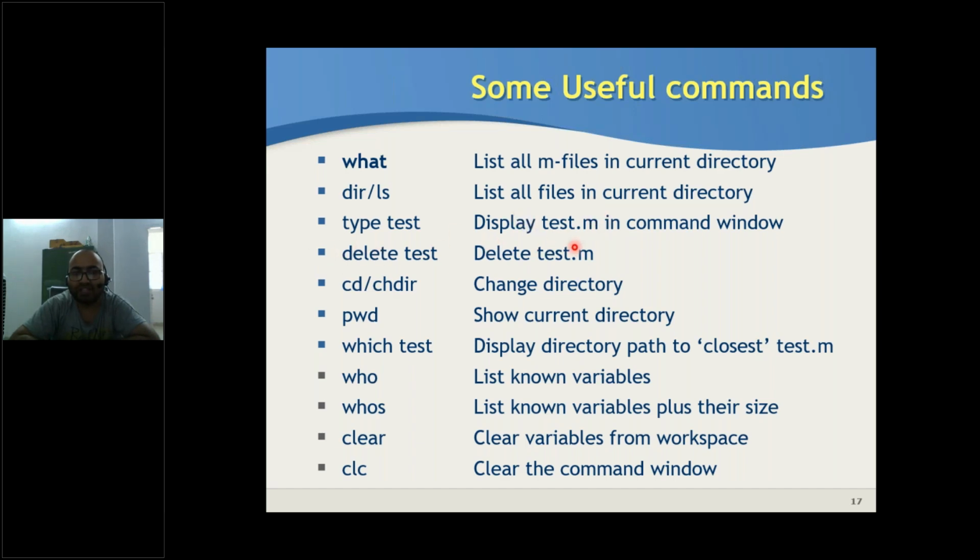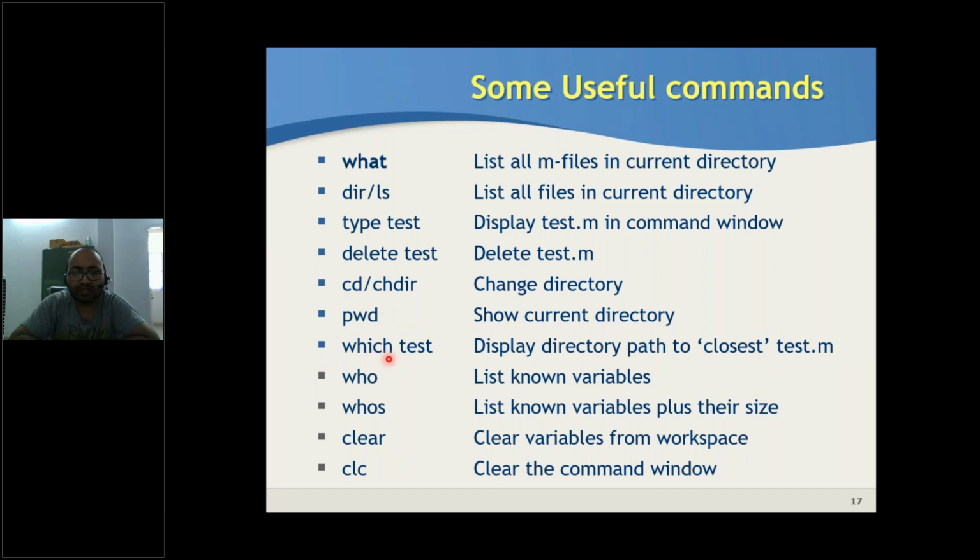If you want to delete a particular file, you just need to type delete space the name of that particular file. If you want to change the directory, then you can use either the cd command or the chdir command. It will change the current directory. Now the pwd command is used to show the current directory.